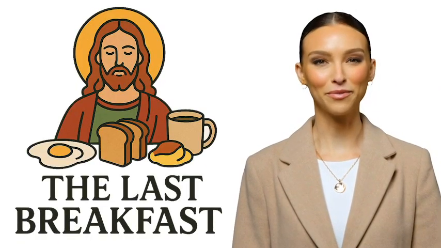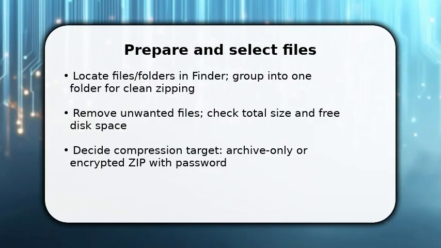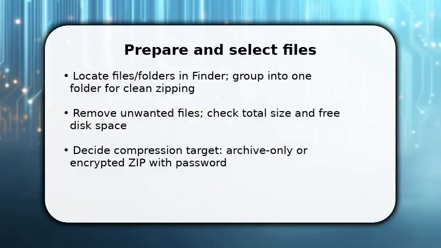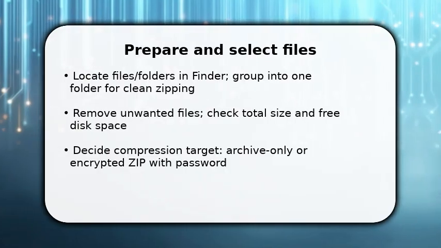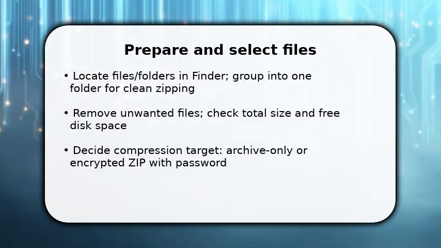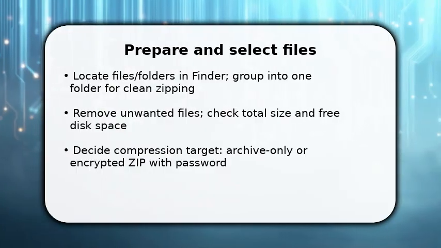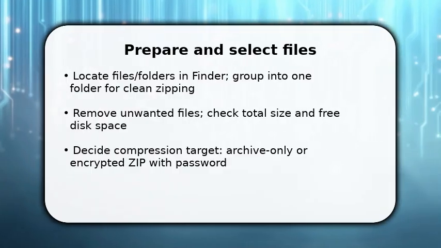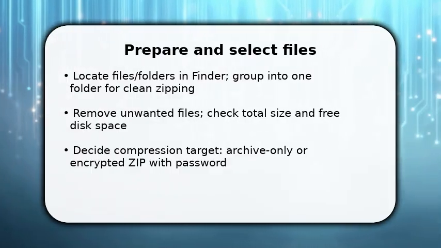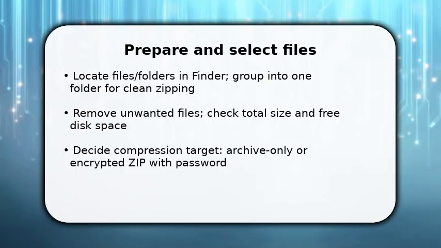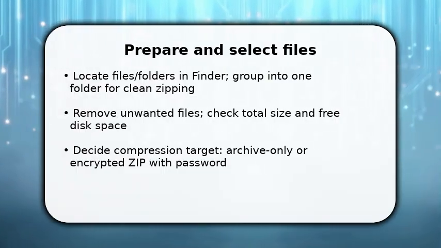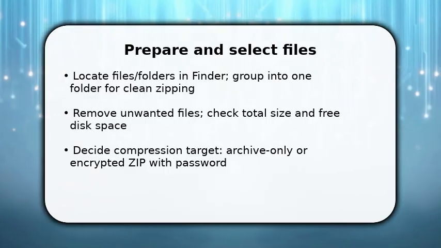Please enjoy the video. You'll start by gathering everything you want compressed into a single folder so Finder creates one clean archive. Once done, check available disk space and the folder's size. Large archives need extra room. Make a quick choice now: archive only for speed or encrypted zip if you need privacy. If you choose encryption, pick a strong password and store it securely. These initial steps prevent errors later and speed up the actual compression process.